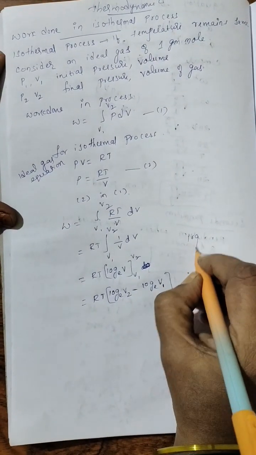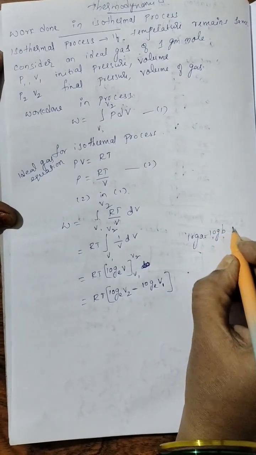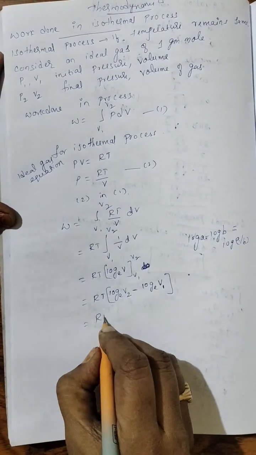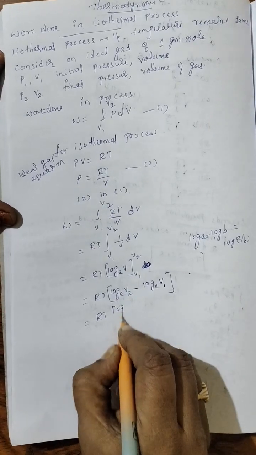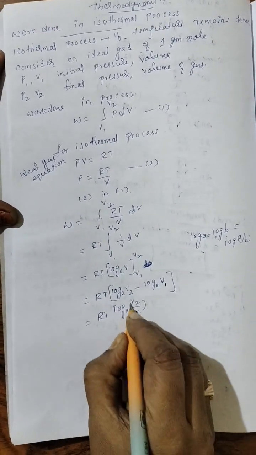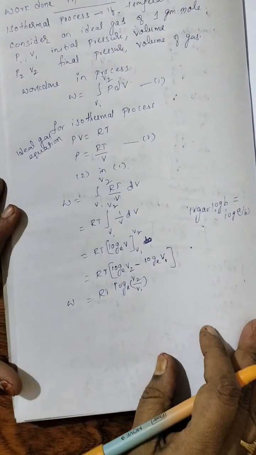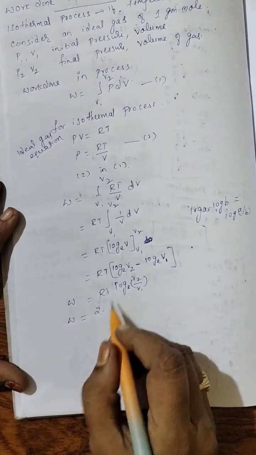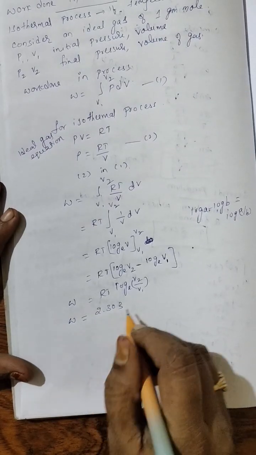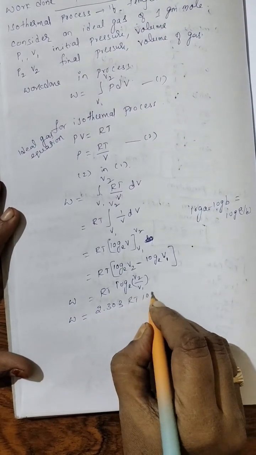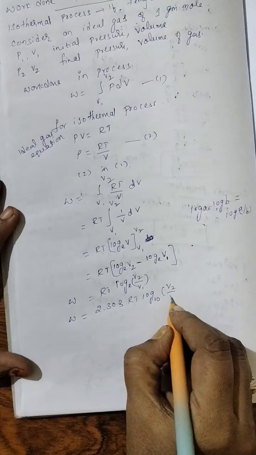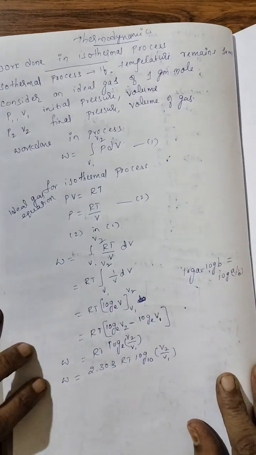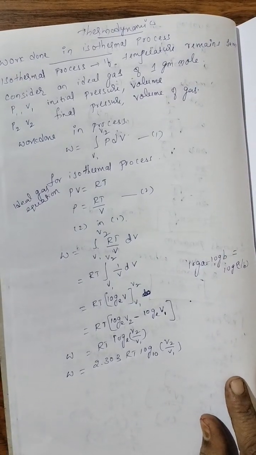Now you know that log A minus log B is equal to log A by B, right? Now following that, RT, what we will write? Log e V2 by V1. This is work done. Now let us change this into base 10. For changing into base 10, multiply the equation with 2.303. RT log base 10 V2 by V1. So this is the work done in isothermal process.